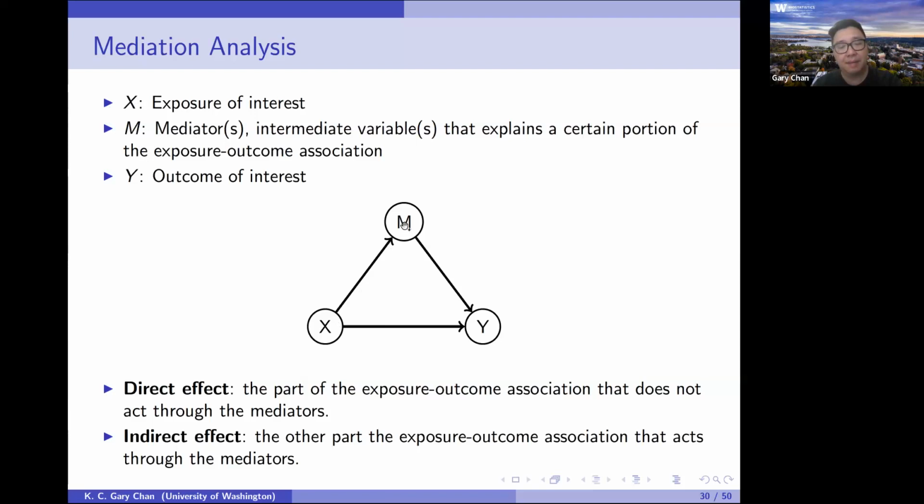It looks like the confounding relationship, with one very important difference: the arrow is pointing from the exposure to the mediator. If you remember confounders, you have arrows pointing from the confounder to the exposure and from the confounder to the outcome. But for mediators, you have the arrow from the exposure to the mediator. You can also have confounders, which I'm not showing here, with arrows pointing to every node. But the main problem is to deal with the mediator, so I just want to simplify things a little bit.